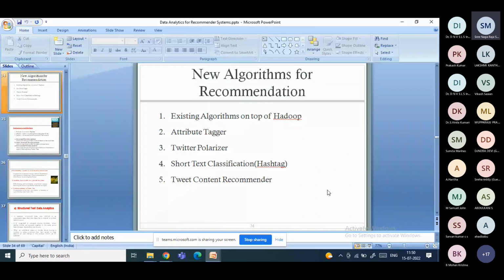So now we can go with new algorithms that are not in the list of existing algorithms, on top of Hadoop: attribute tagger, Twitter polarizer, short text classification, hashtag based. And we can go with the new recommender system on Twitter contents. Almost all people in the first class use Twitter for giving their feedback. That's why the tweet content recommender is a new algorithm that we generated for giving recommendations.